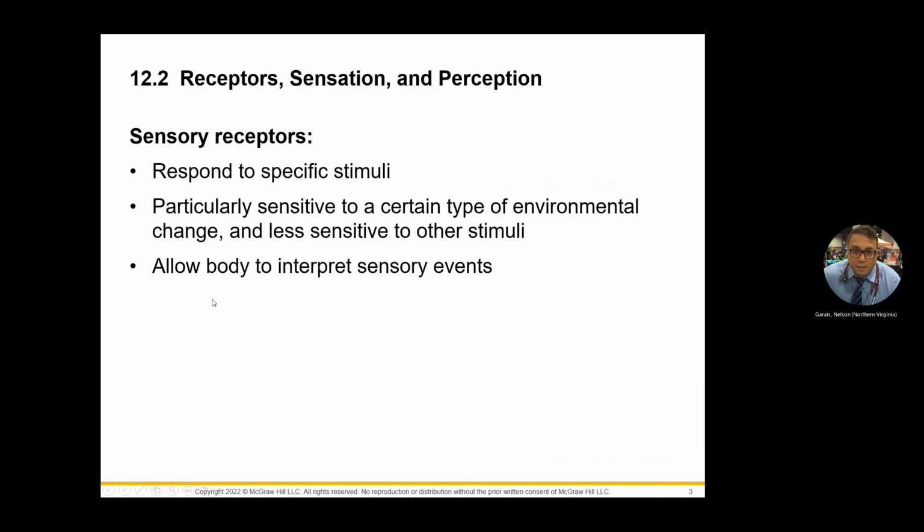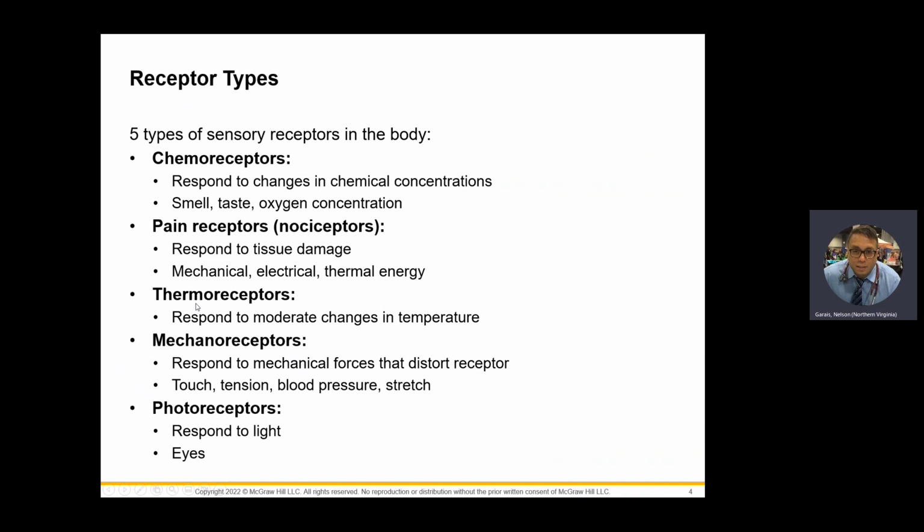So what are the types of receptors? You have chemo, pain, thermal, mechano, and photo. Chemo responds to chemicals like your smell and your taste. Pain, of course, all over. They respond to any damage. Now, the beauty about pain is that it tells you where there's something wrong so you can go deal with it. And that's a pain receptor, also known as a nociceptor.